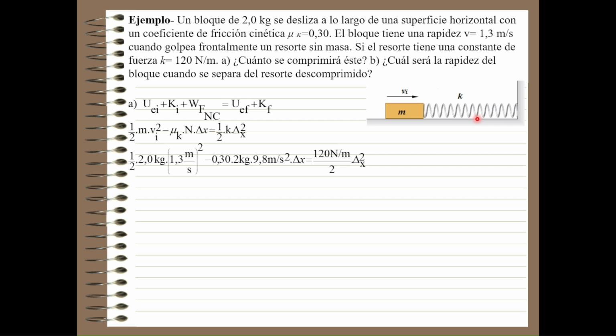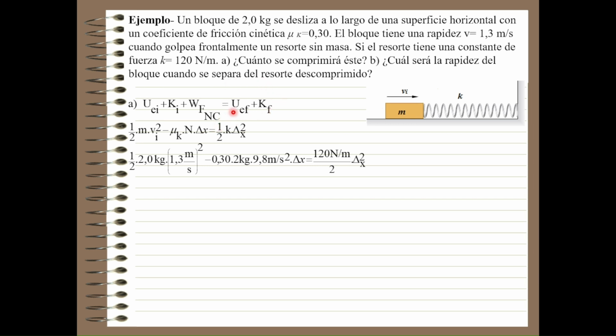The work done due to friction between the block and the surface is equal to the coefficient of kinetic friction times the normal force. That would be the frictional force, which opposes the displacement, hence the negative sign in this expression. The displacement we have chosen to denote as delta x. This is what appears on the first side of the equation.